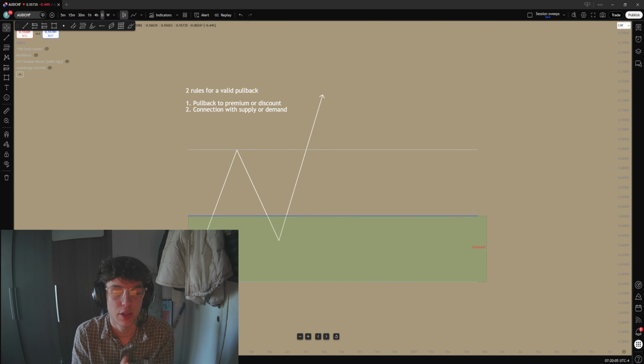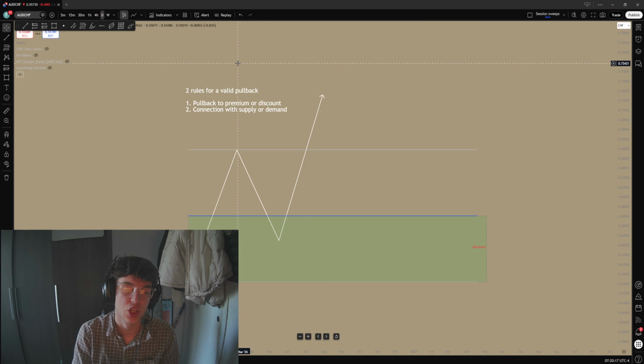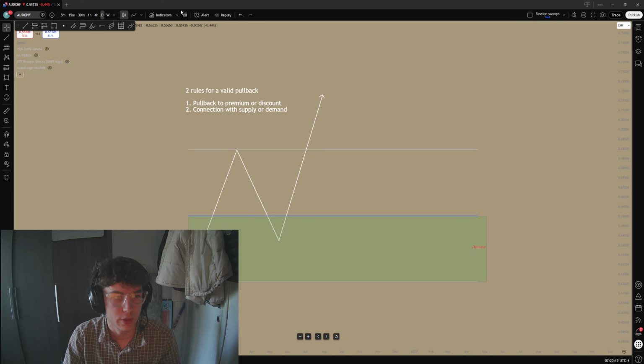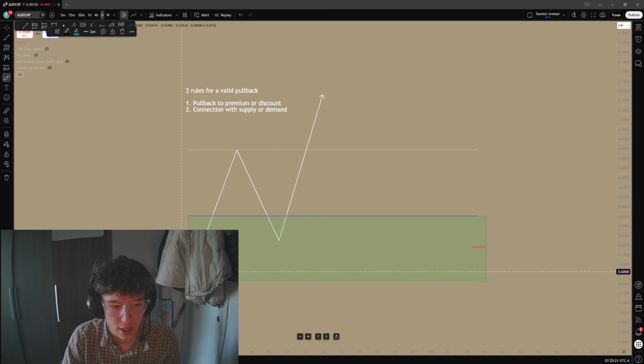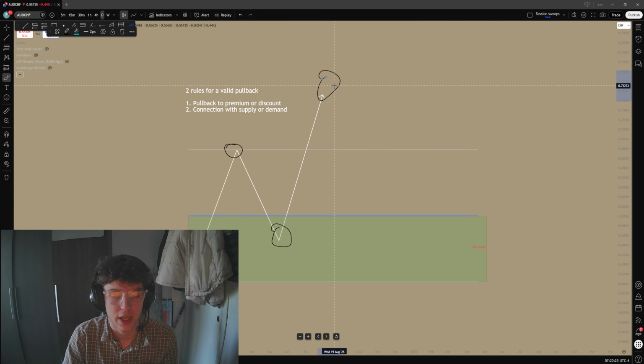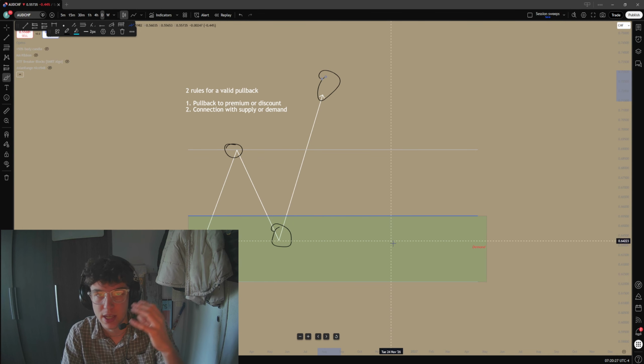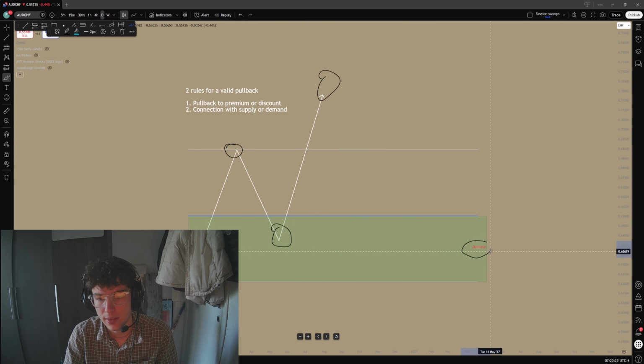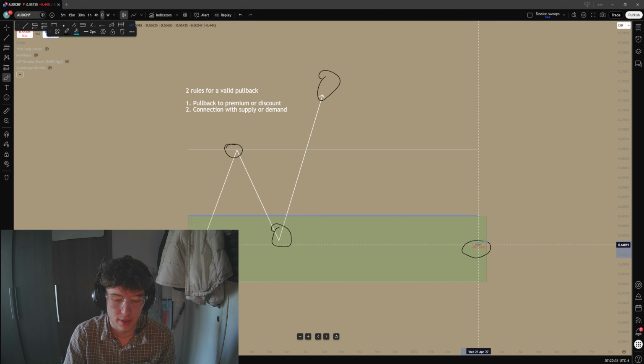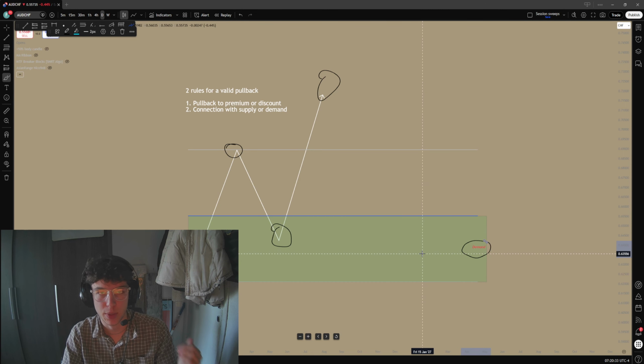If we're going to look at step 1, we need to decipher when there is a valid pullback. There are two rules to identify a valid pullback. One, we pull back to the premium or the discount zone, or we make a connection with the previous supply or demand zone. So in this case, we see that price created a low, a high, a higher low, and a higher high. Now, in this case, this is a valid pullback. Why? Because we went towards the previous demand.